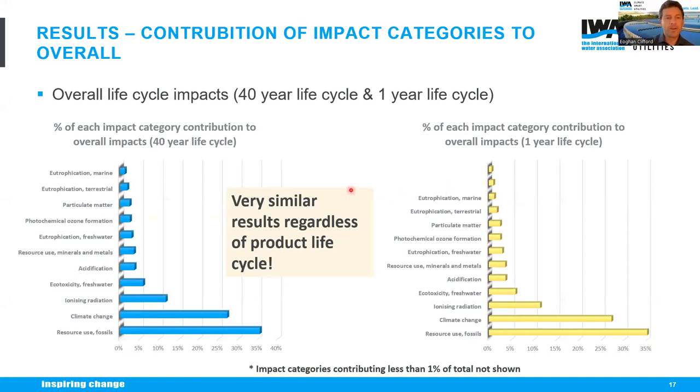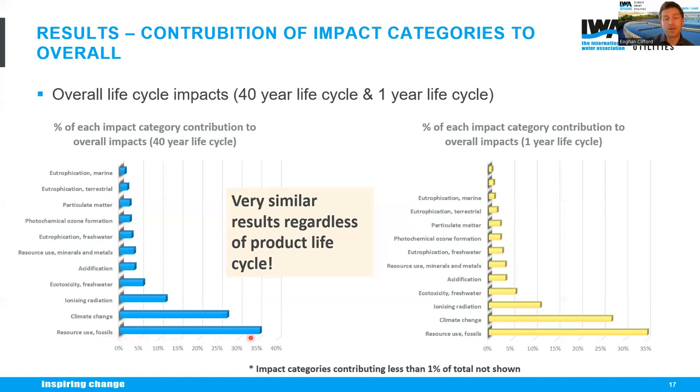So what I'm showing here are two graphs, one which takes a 40-year view of the product. And during that 40-year period, parts of the product might have to be upgraded, etc. And the other one takes a one-year operational view of the product, where it includes the embodied carbon plus 1 year of operation. And you can see that over both time periods, almost all the impacts relate to climate change, which is greenhouse gas emissions, and resource use due to including fossil fuels.